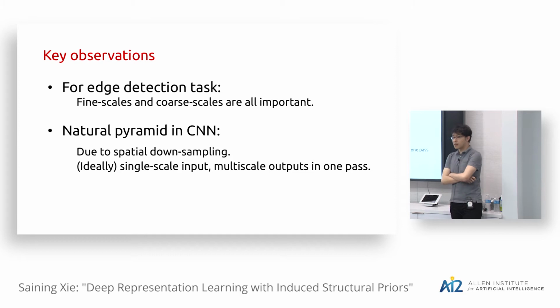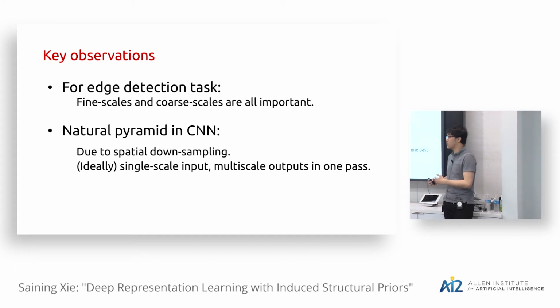Okay, so here are some key observations for this task. The first one is for the edge detection task: actually, the fine scale and coarse scale are all important. We all know that in a convolutional neural network, the first convolutional layers detect Gabor-like edge detectors, and it might not be really useful if you are working on a high-level task. For example, image recognition is not directly applicable, right? If you have this kind of low-level edge detectors.